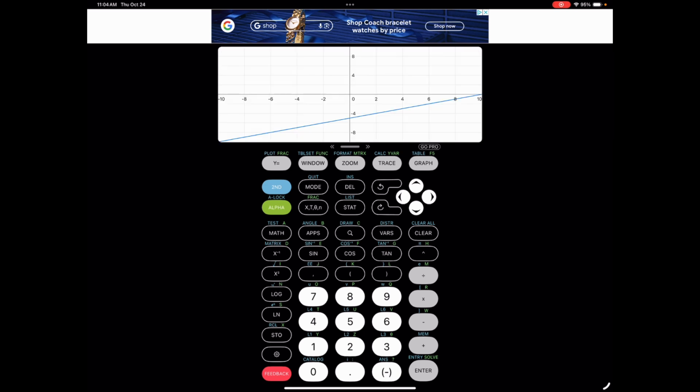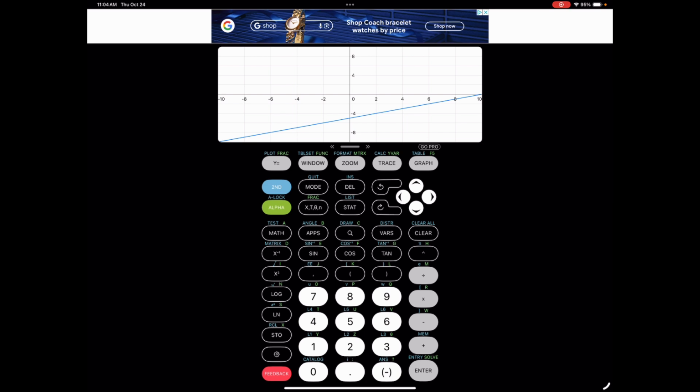The reason we like to do this is because it gives you a preview of what the graph will look like. It's not perfect because these screens aren't that big. So to be exact about the coordinates, I'll show you what we're going to do next. But it gives you a nice idea of what it should look like.